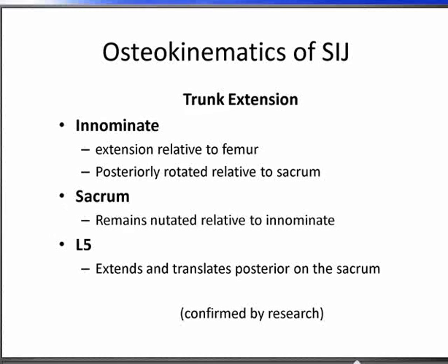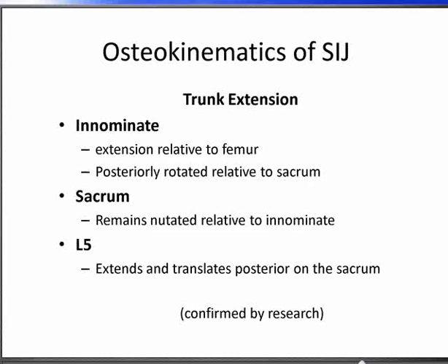We look at trunk extension. Trunk extension shows the opposite, that the innominates extend relative to the femurs. They posteriorly rotate relative to the sacrum still. The reason is that essentially the sacrum is staying in a position of nutation. So the innominates relative to the sacrum are still going to be posteriorly rotated, and we want that to be the case whether they're flexing or extending or side bending, because that maintains a position of nutation of the sacrum at the SI joint, and that's the position of stability.